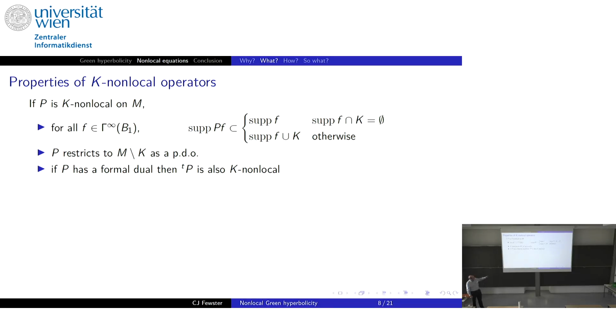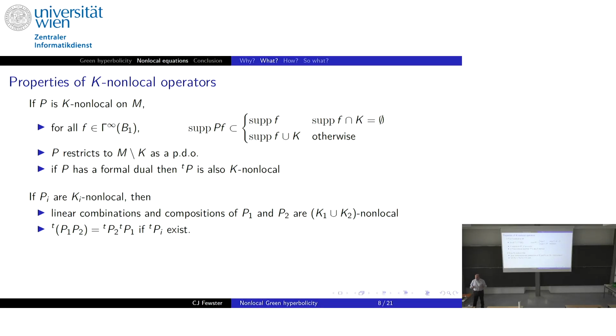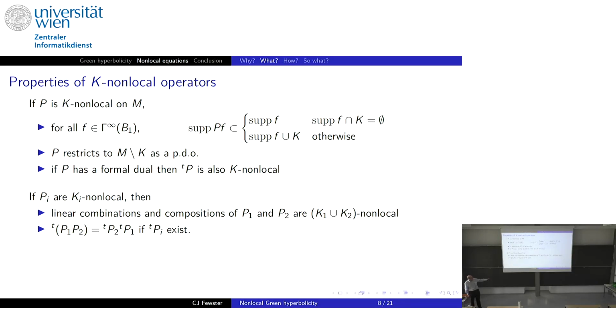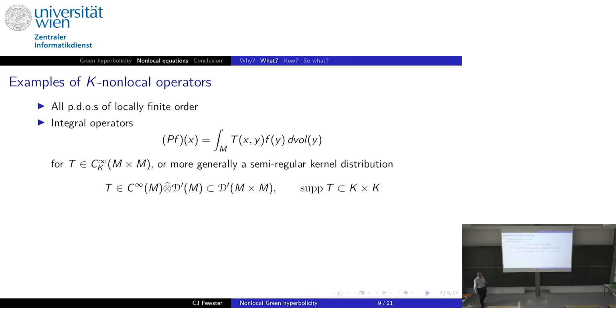Outside our region K, this is of course nothing but a PDO in the usual sense. And if it has a formal dual, then that is also K non-local by the same conditions. And then you can start playing games, you can take linear combinations and compositions of two of these with different regions. Then of course it's non-local, but for the union of the two regions for these two operators. And obviously if you have duals, then you have the obvious composition rule. So a certain amount of algebraic properties follow directly from the definition.